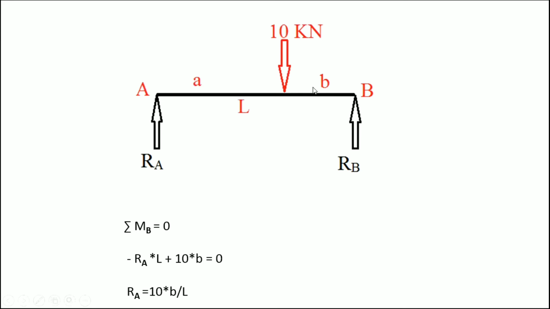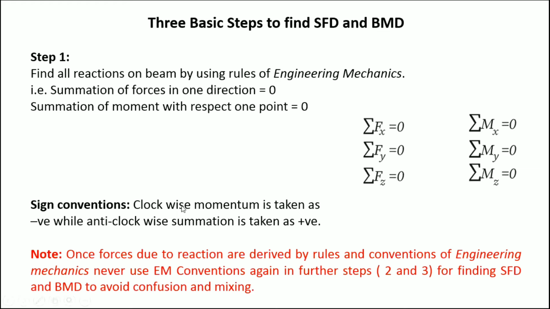What do we do for finding moment? We multiply the force by the distance from the point at which we are calculating the summation of forces and summation of moments. The sign convention for that is written here. Clockwise moment is always taken as negative. I repeat, clockwise moment is taken as negative and anti-clockwise is taken as positive.